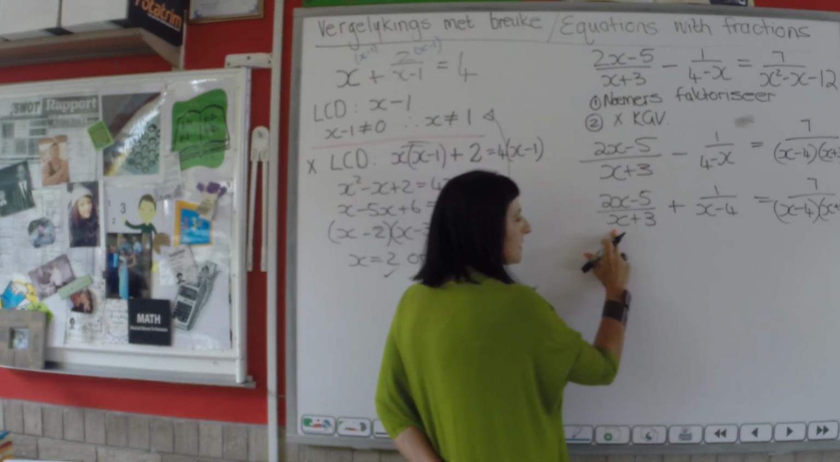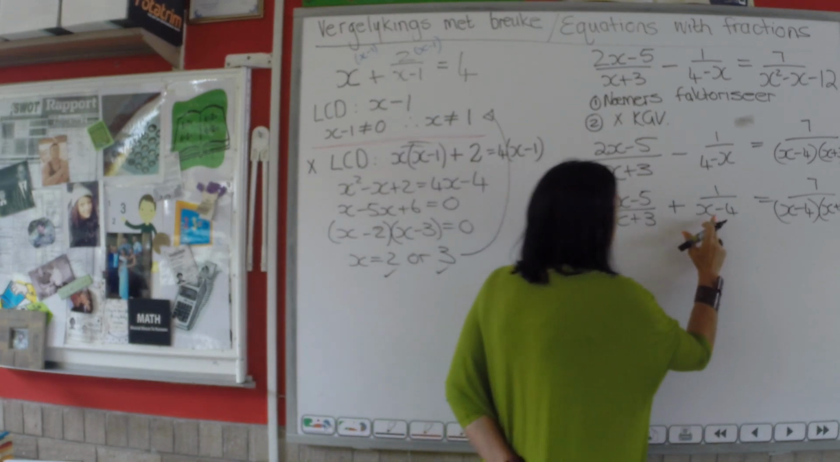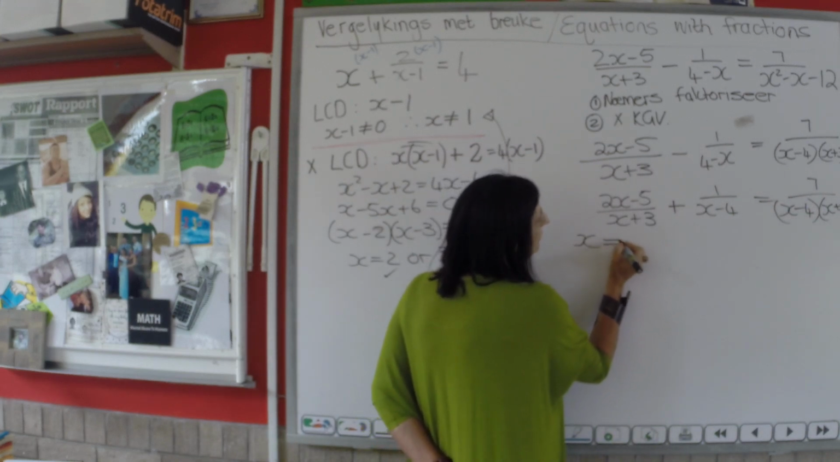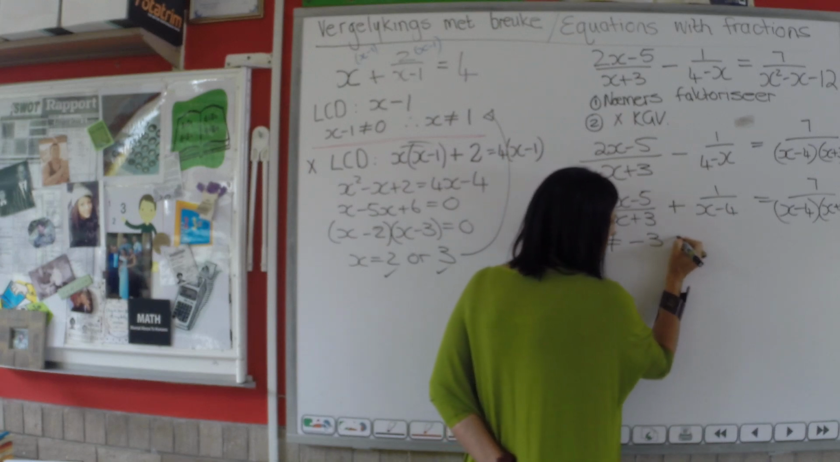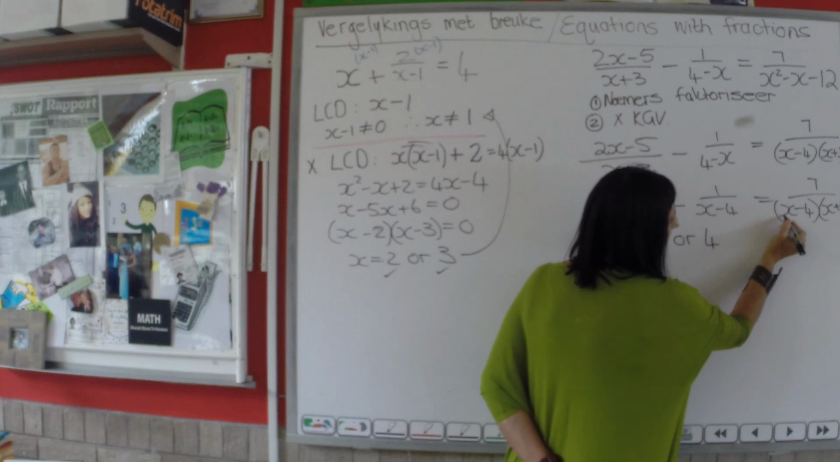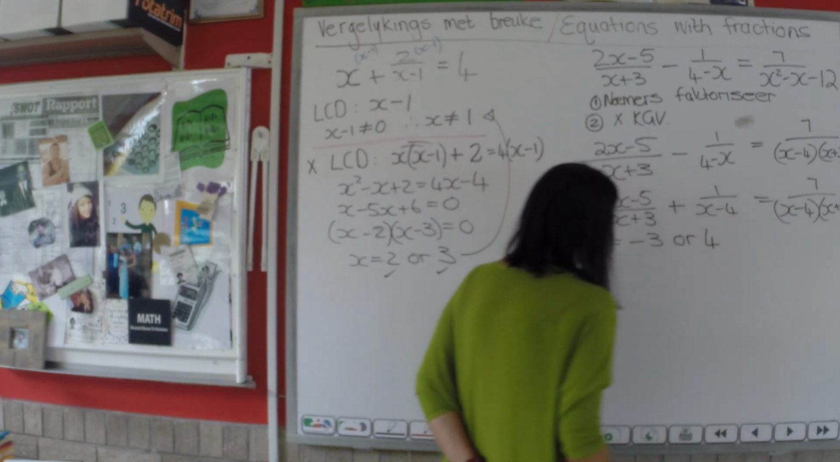This may not be 0, that may not be 0, and that may not be 0. So x can't be minus 3, or x can't be 4. And there's the 4 and the minus 3 repeated.